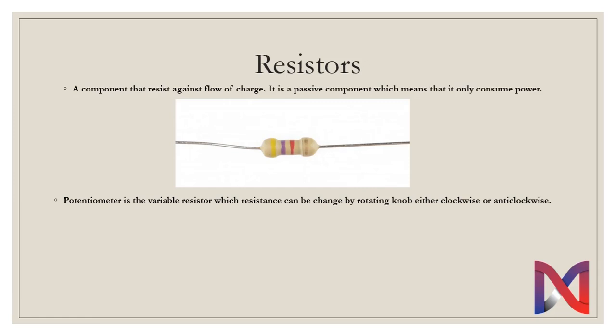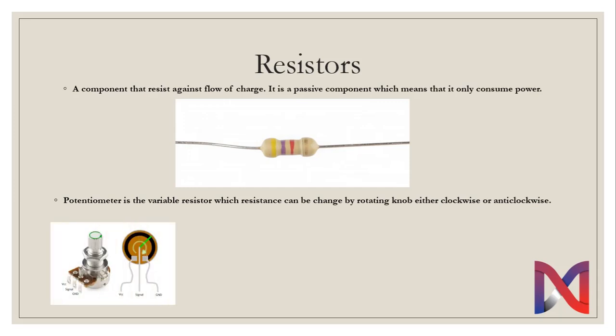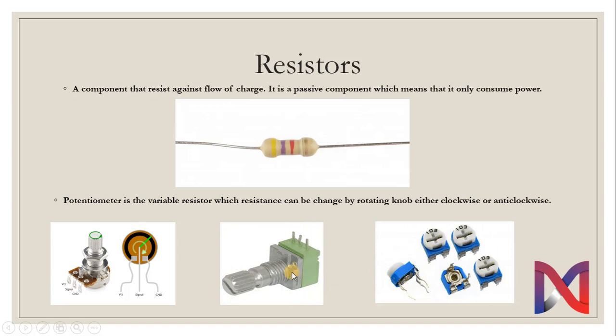There is another type of resistor which is known as potentiometer. Potentiometer is actually a variable resistor whose resistance can be changed by rotating a knob either in clockwise or anti-clockwise direction. The potentiometers are available in different shapes and sizes. These are all its shapes and sizes which are normally available in the labs. It has 3 terminals. One is VCC, second is signal, and third is ground.